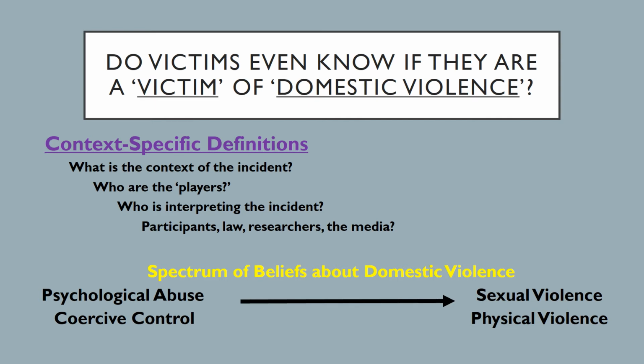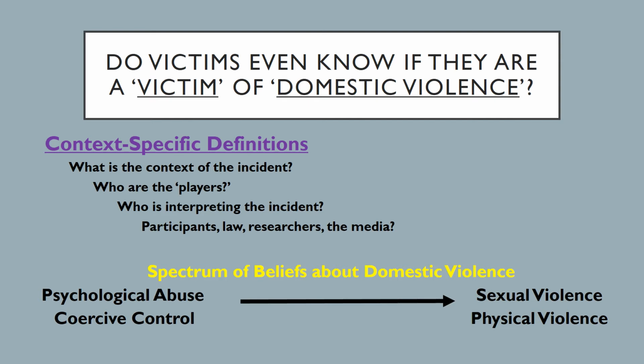All those things can not only add nuance and understanding, but they also add some areas of uncertainty when we're trying to identify: is this domestic violence? Who is the perpetrator? Who is the victim? So those are the three key questions.